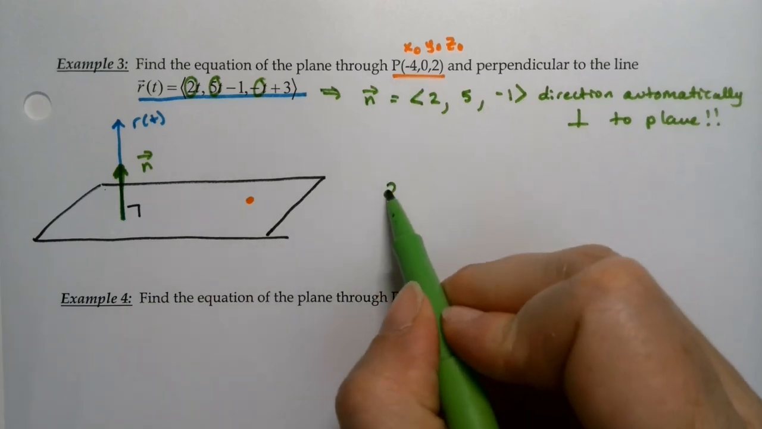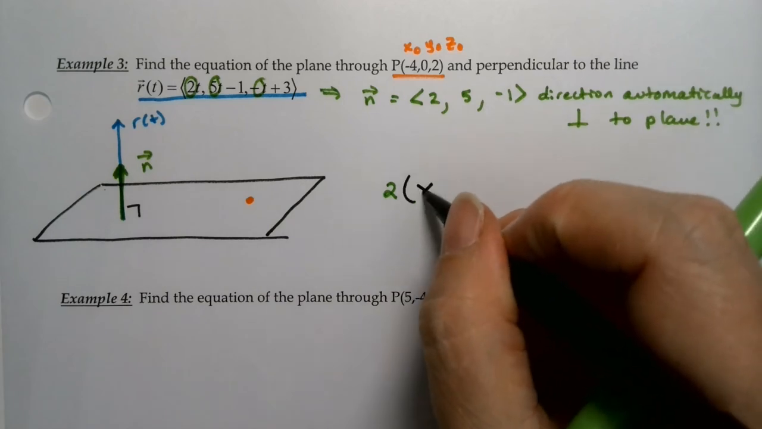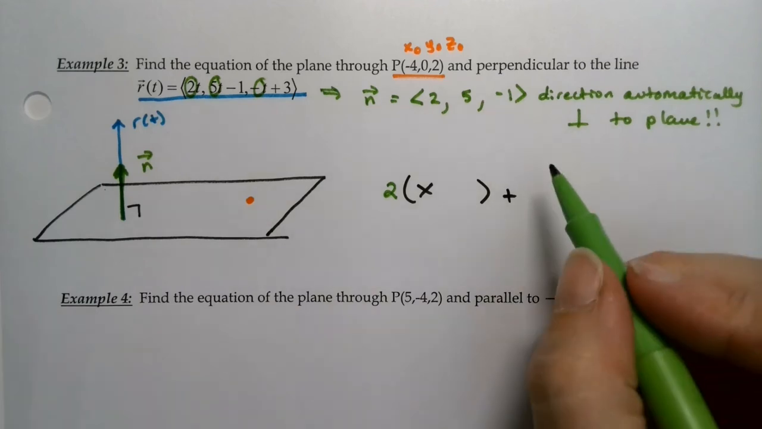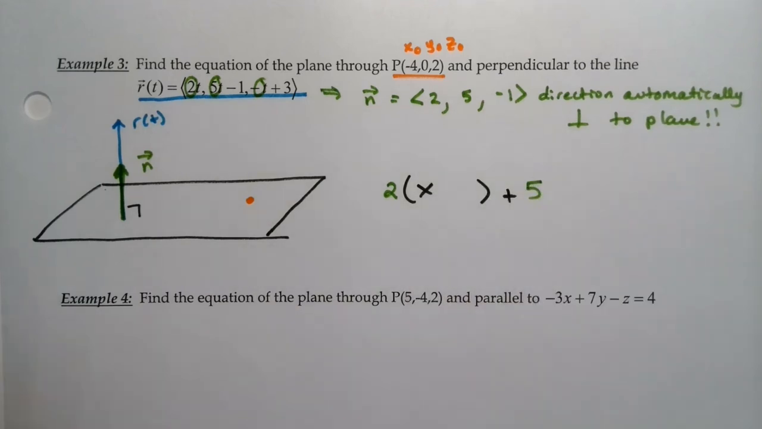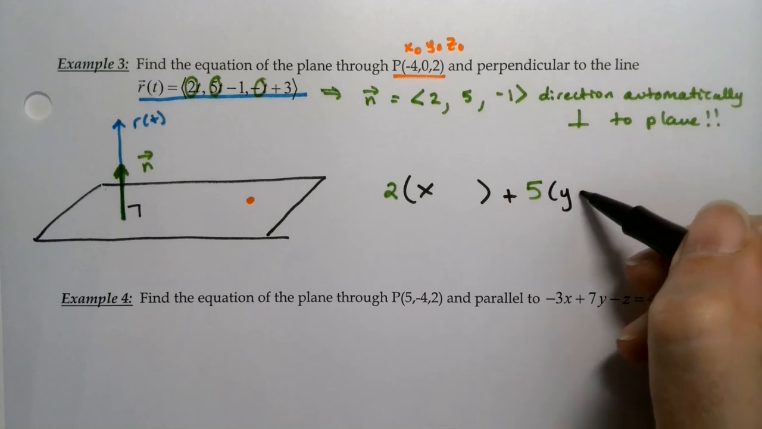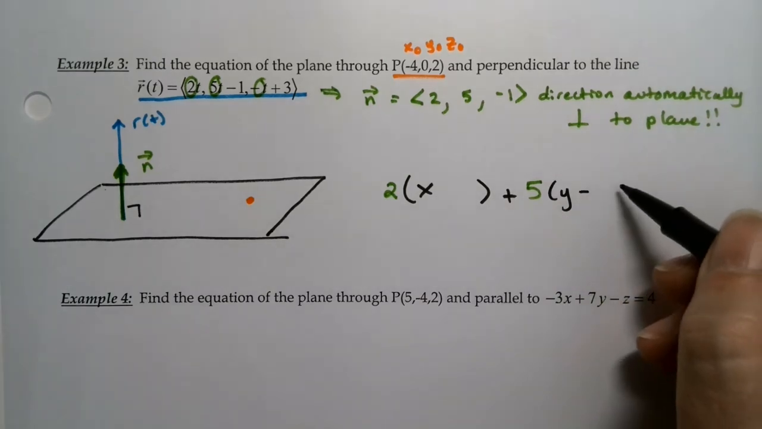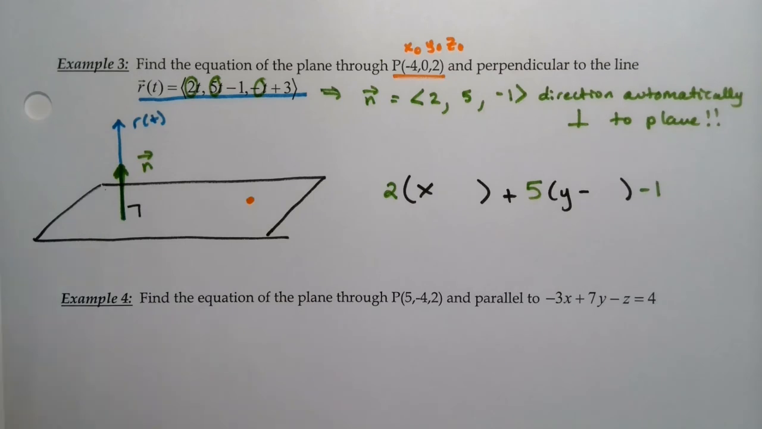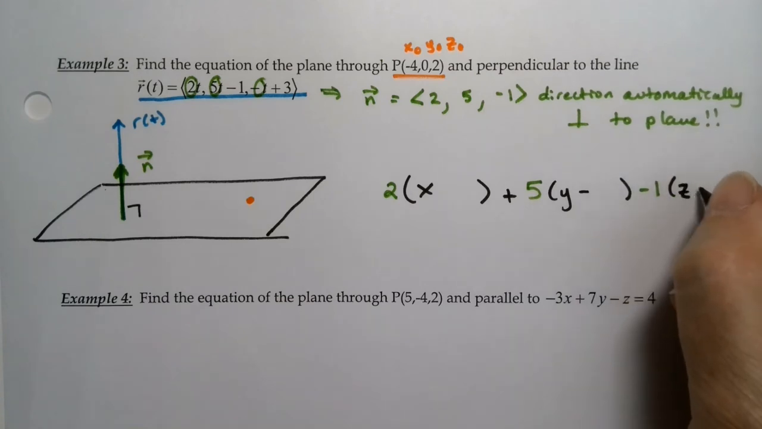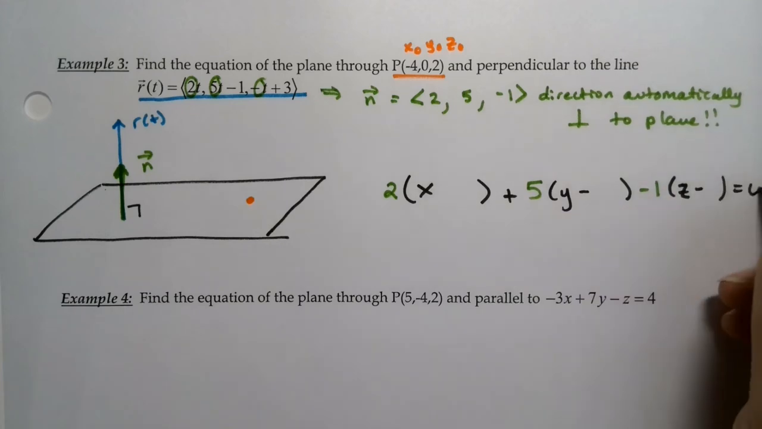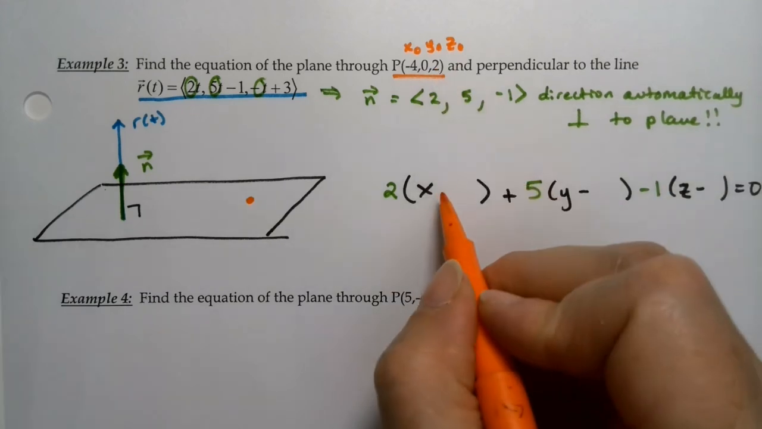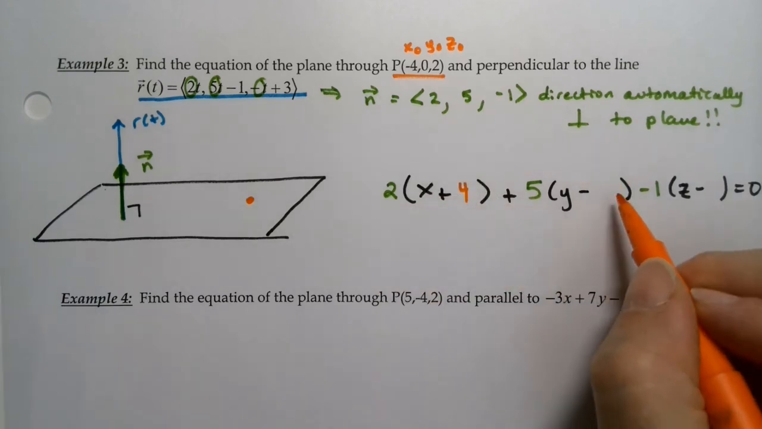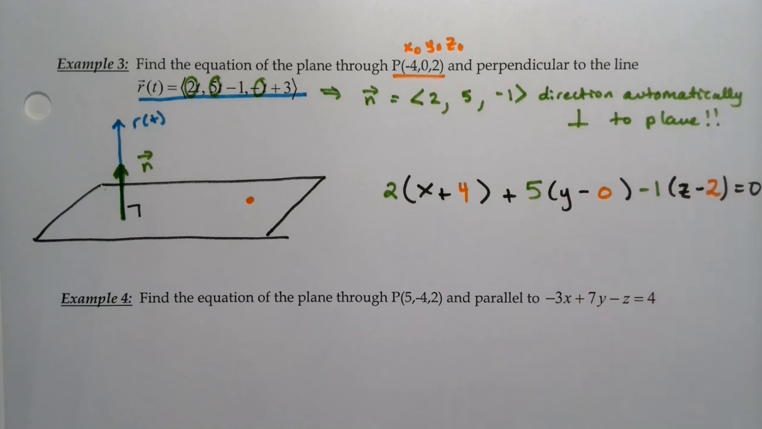Simple as that. So I'm going to take 2 times (x minus something), and then plus 5 times (y minus 0), and then minus 1 times (z minus something), will be equal to 0. And then you're just going to put in those values. So it's a plus 4 because it's minus a minus, so it's plus 4. And then 0, and then 2, like that.